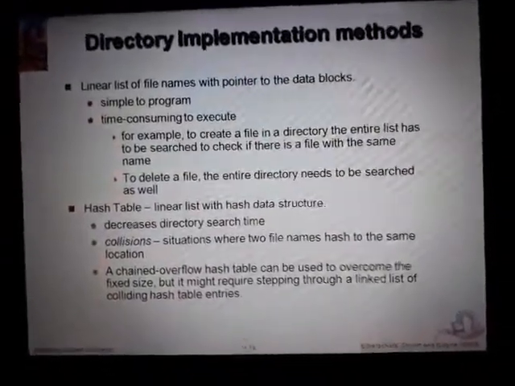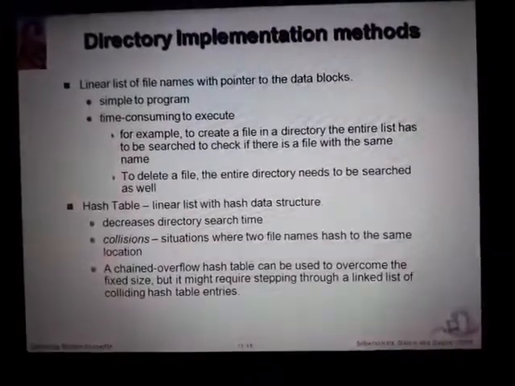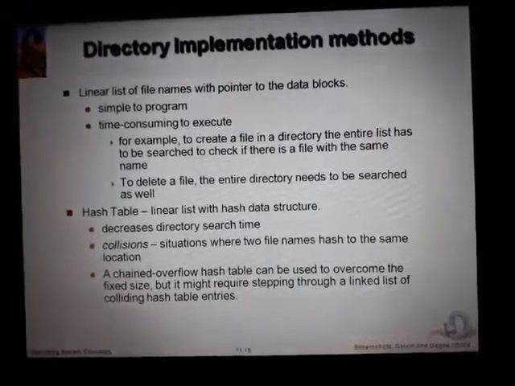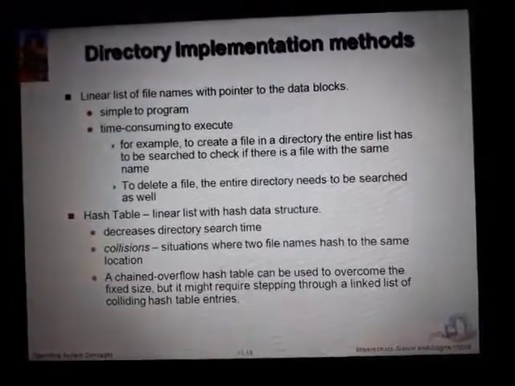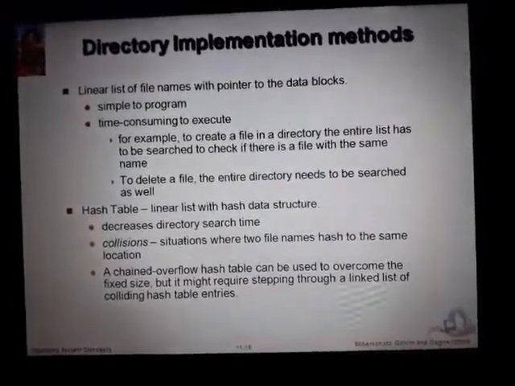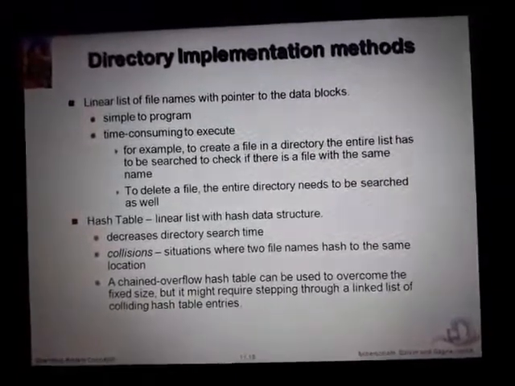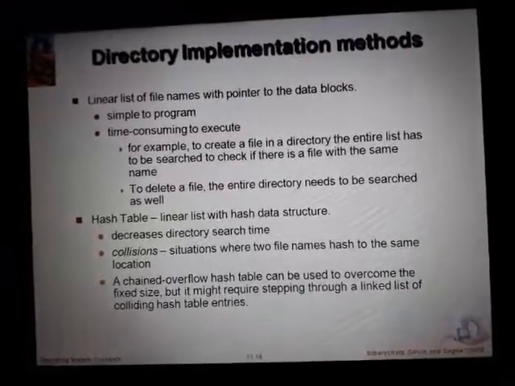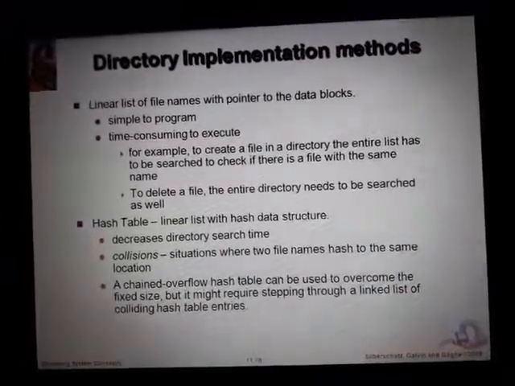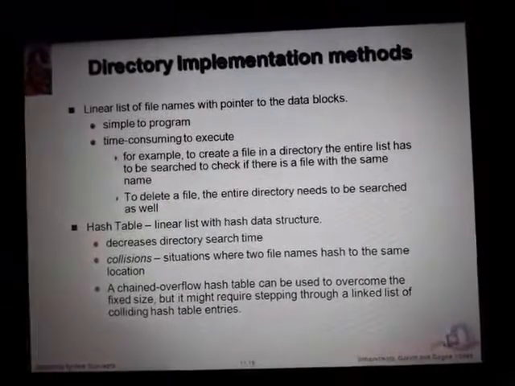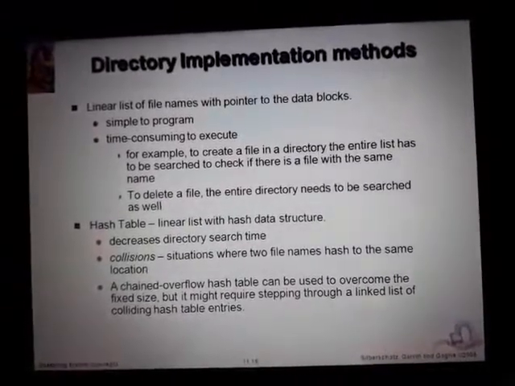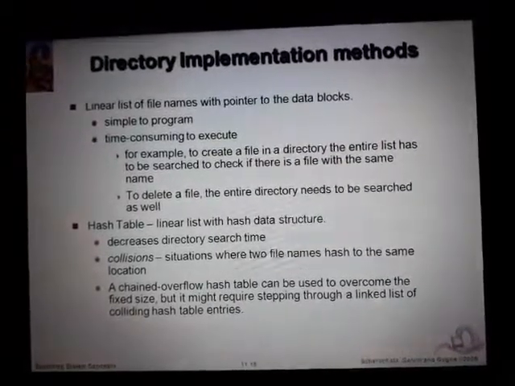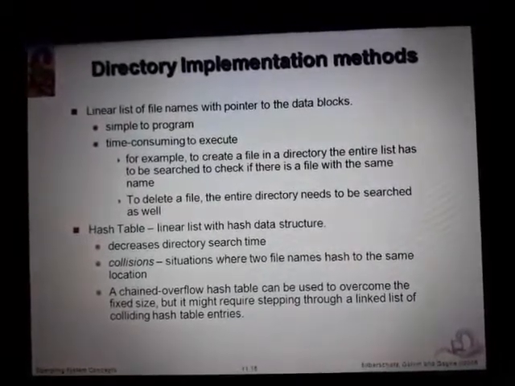Directory implementation methods. Linear list of file names with pointer to the data blocks. So there are certain methods for the implementation of a directory. One is the linear list method, another is the hash table. When we apply the linear list method, it is a very simple program but time consuming to execute. For example, to create a file in a system, the entire list has to be searched to check if there is a file with the same name.